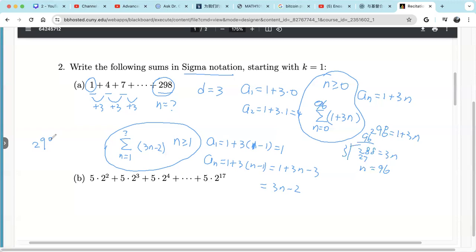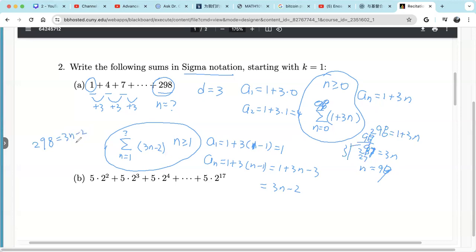298. Oh, hold on, I made a mistake. So this becomes 297 because I minus 1 here, right? Not 2, I'm not minus 10. That's 297. So 3 times 9, 27. 9 minus 7, 2, 27, 99. So this should be 99. I made a mistake. Okay. Not 96, 99. So if n starts from 1, we have 298 equals 3n minus 2.